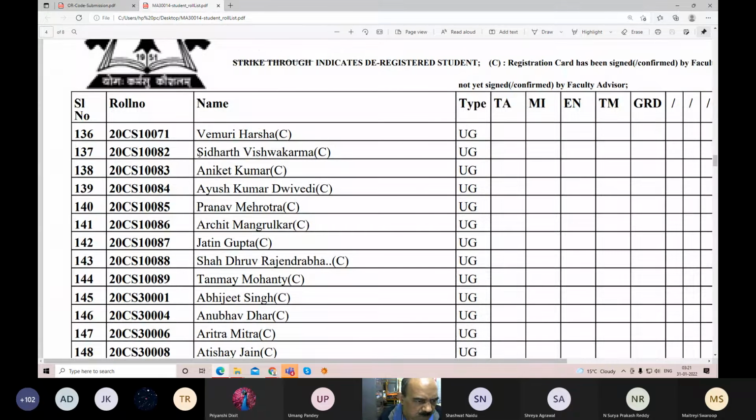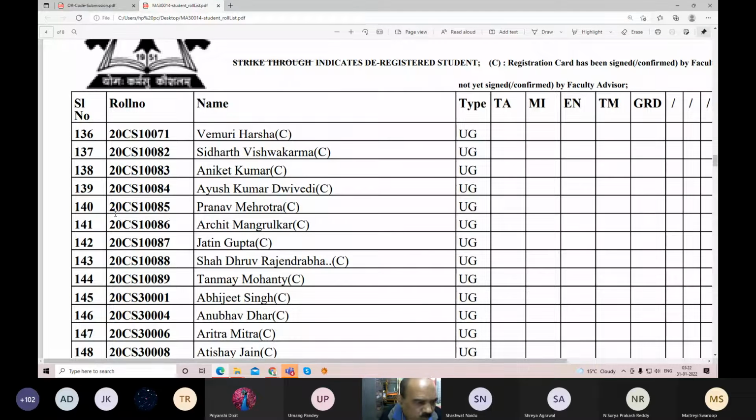136, Harsh, present. 137, Siddharth Vishwakarma. 138, Aniket Kumar. 139, Ayush Kumar Divedi. 140, Pranab. Yes, sir. Harsh is there? Yes, sir. Then Siddharth? Not there. Aniket? Yes, sir, present. Ayush Kumar? Yes, sir.